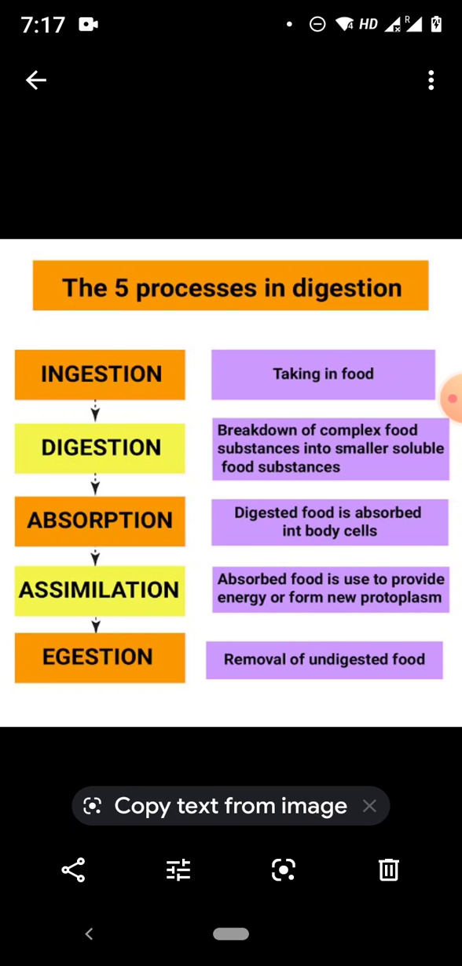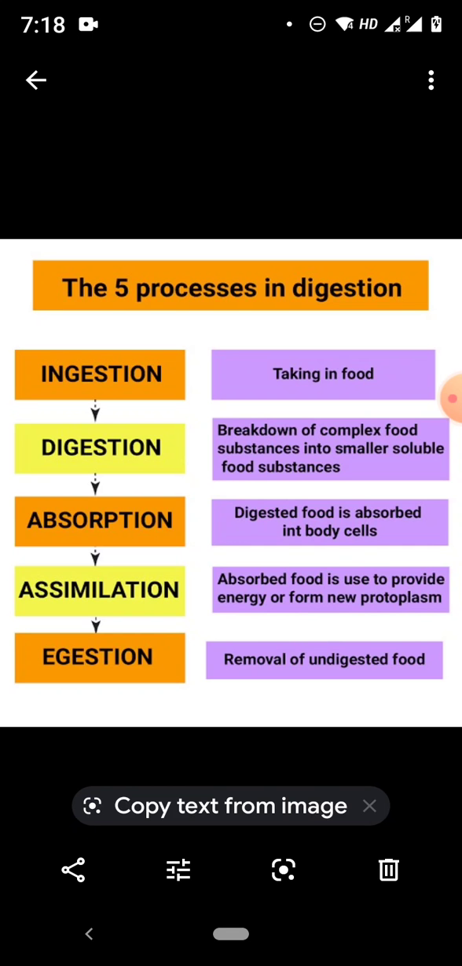After that comes digestion, again the breaking down of the complex components into a simpler form. That is called digestion. And after the breaking down of the complex into a simpler form, this digested food is absorbed by the body with the help of blood, and this is known as absorption. After absorption, the next step is assimilation. Assimilation is a process in which the absorbed food is used for producing energy and growth.